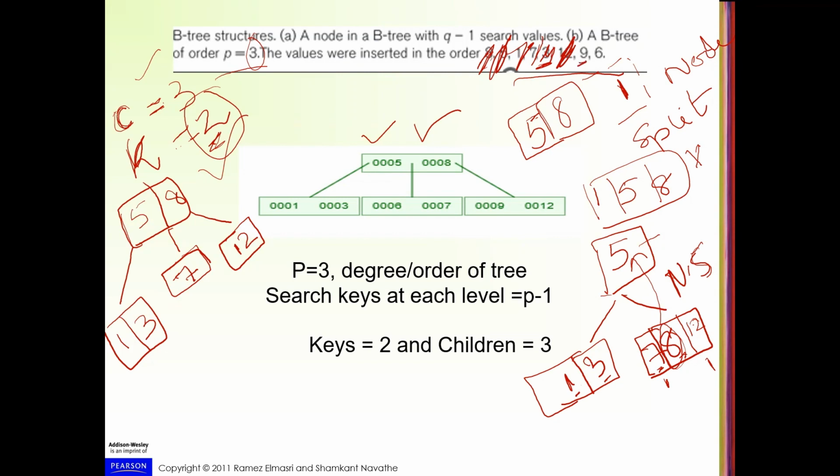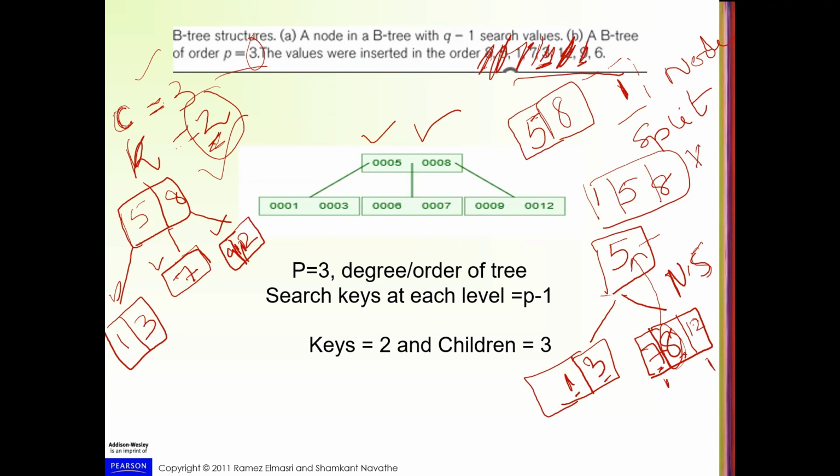Now we want to insert 9. Where should 9 go? Should it come here, or here, or here? It cannot come in the left or the middle because 9 is greater than 8. So it will ultimately come in the right child. So I have 9 and 12. 9 is inserted.